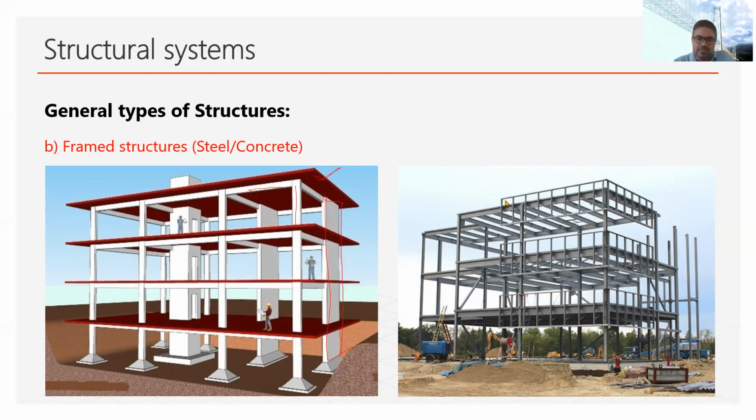So similarly, in case of steel construction, these vertical members are the columns, these horizontal members are basically the beams, and for the plate element, they are composed of concrete slabs. They are basically supported on the beams.